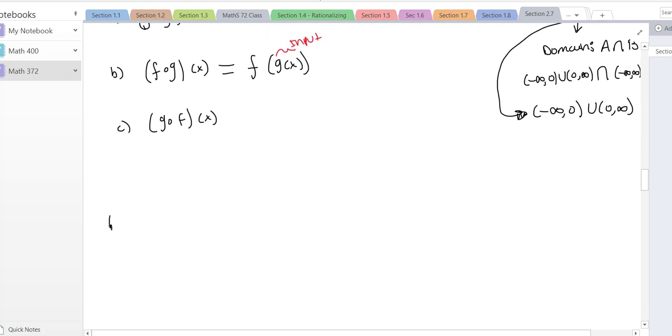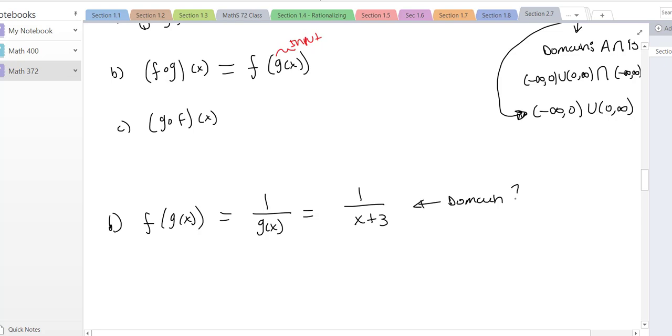So for part B, f of g of x is going to be 1 over g of x, which means 1 over x plus 3. And what is the domain of this function? Again, we have a denominator, so we don't want the denominator to be 0. So our domain is going to exclude all values where x plus 3 is 0. So that means when x is negative 3. So we will exclude negative 3.